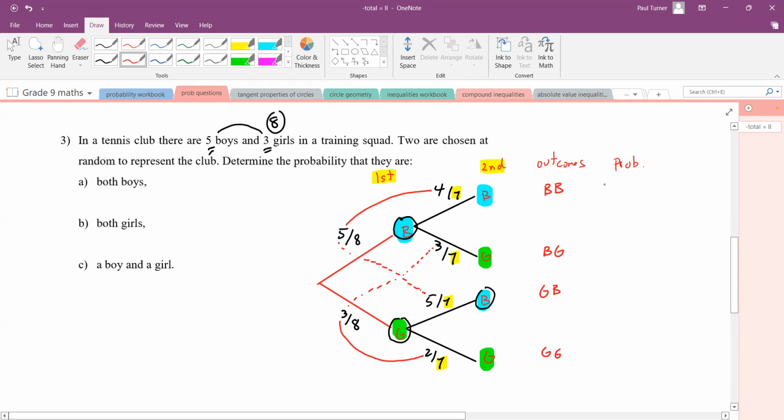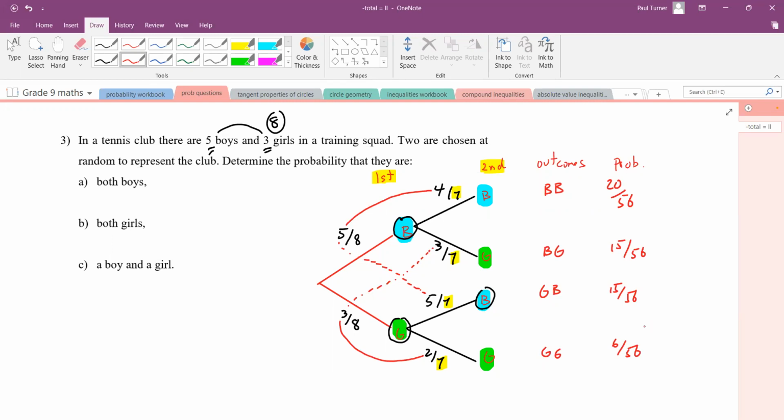So this is going to be 5 4s of 20 out of 7 8s of 56. We could get 5 3s of 15 out of 56. 3 5s of 15 out of 56. And 3 2s of 6 out of 56. So you pick up your calculator, which is what I'm doing, and I'll simplify them. So 20 out of 56 is 5 out of 14.